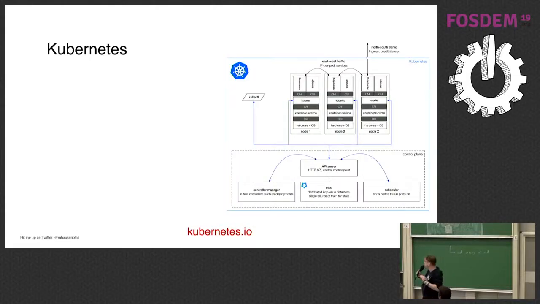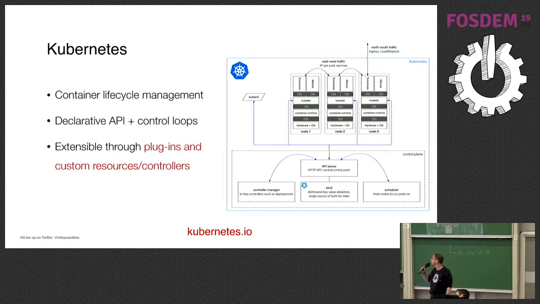First, we step back a bit and have a look at what is the underlying platform, and that is Kubernetes. Kubernetes is a container lifecycle management system using declarative APIs and control loops, and super extensible. A lot of moving parts there. As a developer, you typically don't really have to deal with all these interfaces and so on. You can really focus on developing the application.